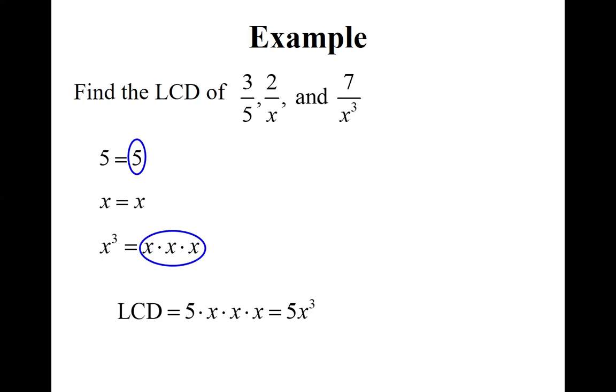But there is a technical difference between the two. LCD is specifically for fractions. LCM, least common multiple, is what we're looking for when we're actually looking for the least common multiple of a list of numbers.